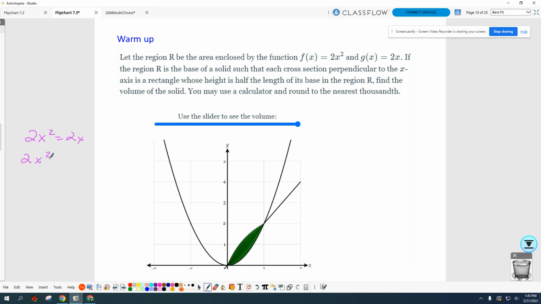We could be all official about it. Oh, so you mean they intersect at 0 and 1? Mm-hmm.